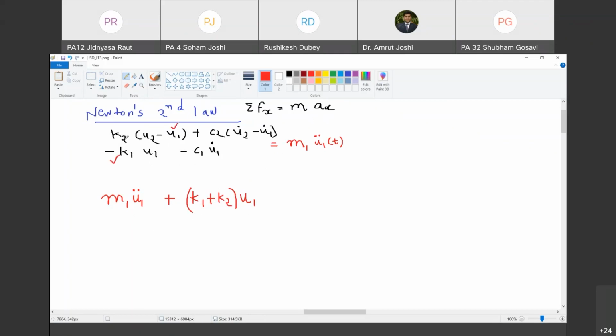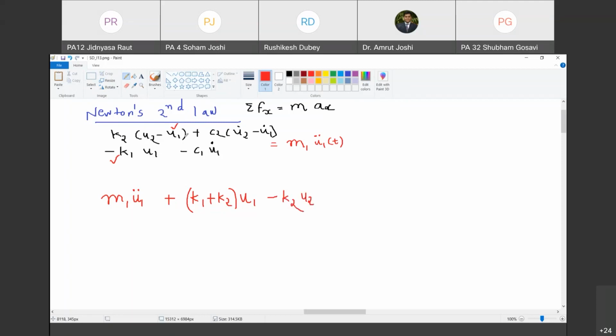Now we will write down K2 into U2. It goes on the other side and becomes negative. And do you have any term in U2? No. So this is minus K2 into U2.